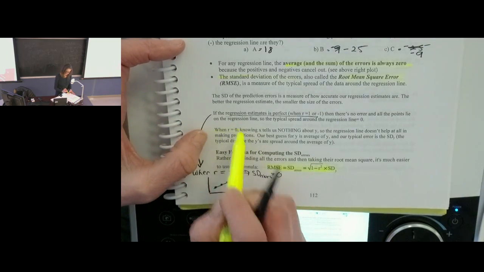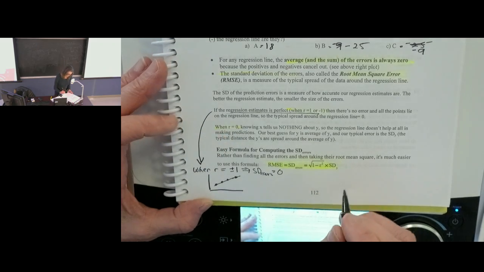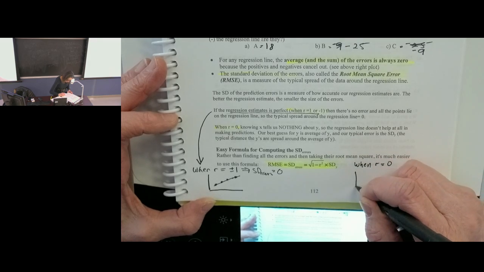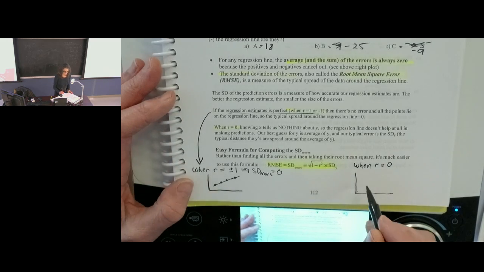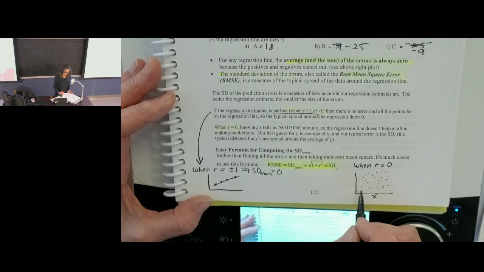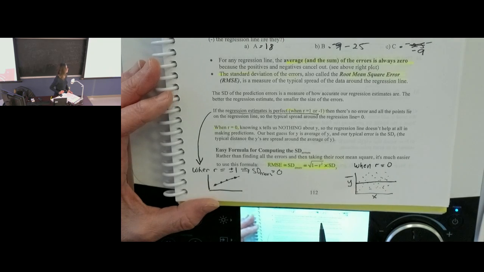Okay, how about here? When r is equal to 0, what would that look like? Well, let's think about it. Let's just go in the positive quadrant here. When r is equal to 0, it would just be random scatter. Knowing what x is wouldn't tell us anything about y, and our best prediction when r is equal to 0 would just be a flat line like this through the average of y, y mean. It would just be the flat line like that.